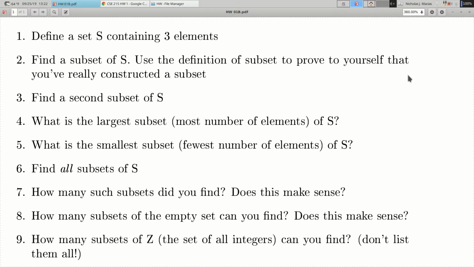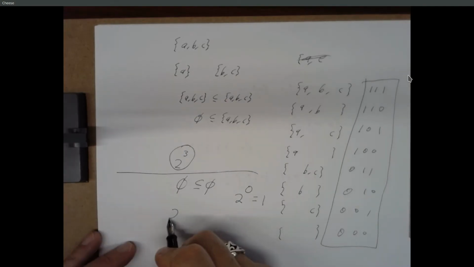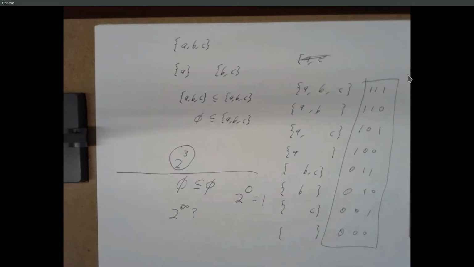But only if we have a finite set. If we have an infinite set, like the set of all integers, which contains an infinite number of things, the number of subsets would be something bizarre, like 2 to the infinity, question mark, and that doesn't have any meaning. But certainly it's an infinite number of subsets, right?